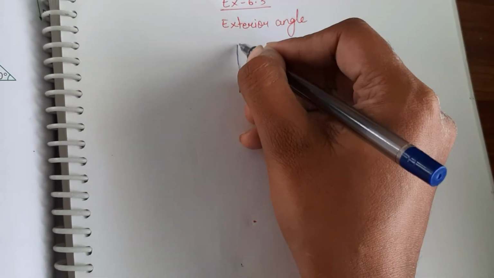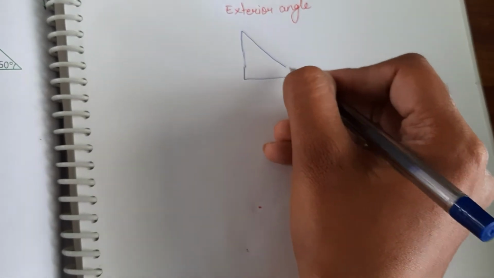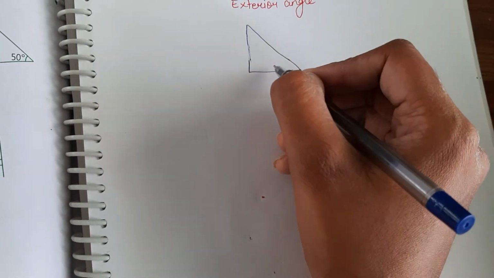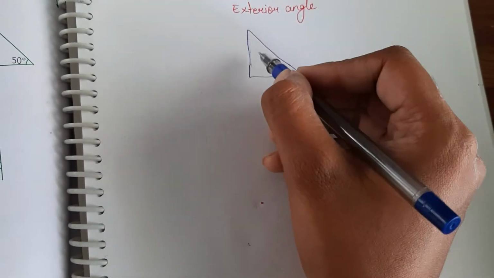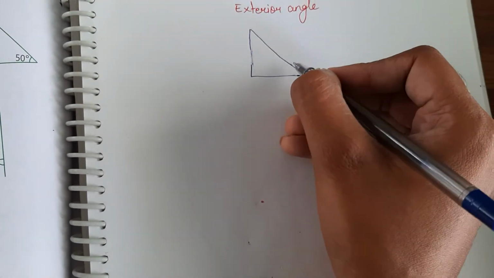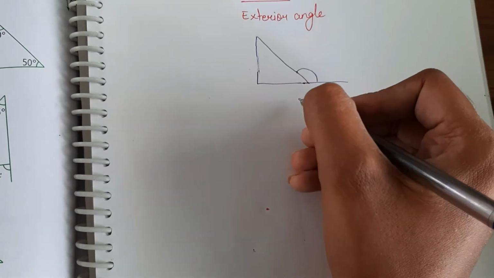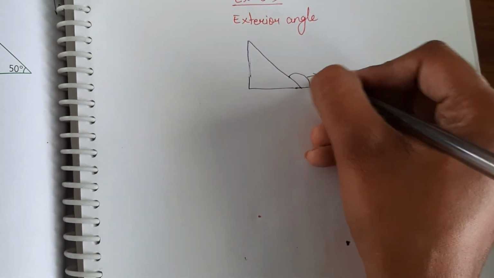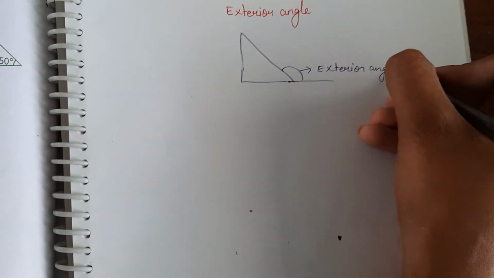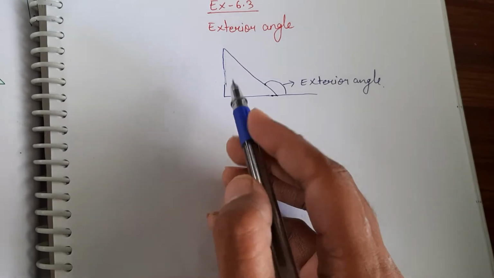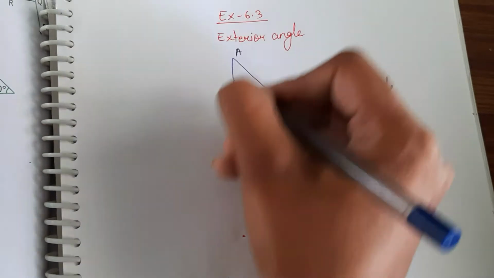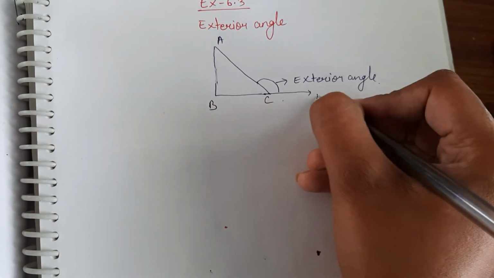Suppose you are making a triangle here. If you extend any one side of it, suppose I am extending this one line, then the angle outside of this is called the exterior angle. So this is the exterior angle. Understand, if any side of this triangle is extended, it makes an exterior angle. A, B, C, you can give the name.